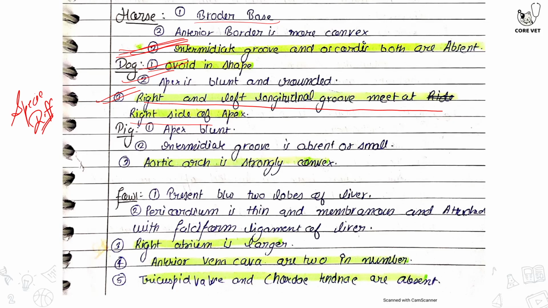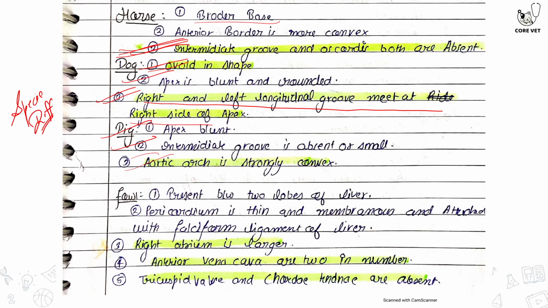In the case of the pig, the apex is blunt. Intermediate grooves are small or absent. So there may be an intermediate groove or may not be. It could be absent, or there can be a presence of the intermediate groove in the case of the pig, but it is generally not seen. The aortic arch is strongly convex.